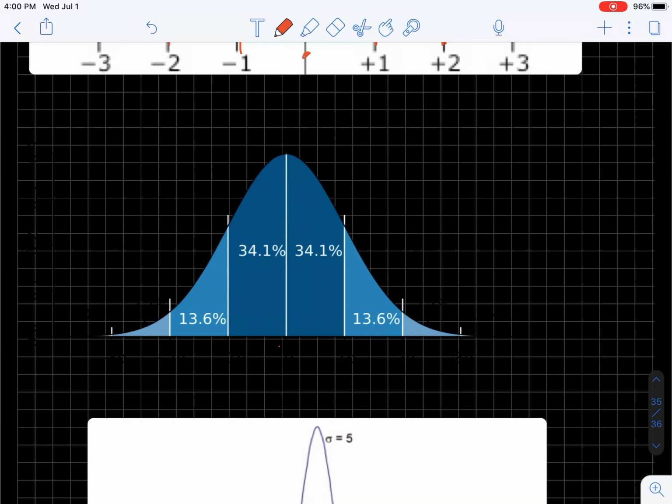Here's how it breaks down. You can expect about 68% of your data trials to be within plus or minus one standard deviation of the average. You could expect another 27, so 95% of your data, to fall within two standard deviations away from your average. All right, so what does that mean? Absolutely nothing at this point.